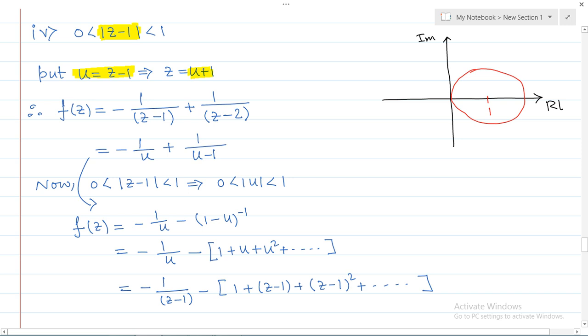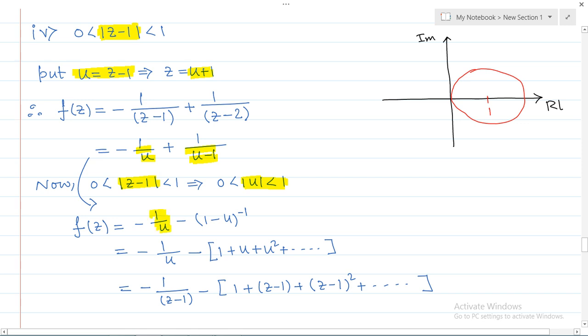So f of z is coming minus 1 by u plus 1 by u minus 1. Whenever we have converted from z minus 1 to u, 0 less than mod of z minus 1 less than 1 becomes 0 less than mod of u less than 1. Okay, so if mod of u is less than 1, then simply we have to take common 1. There is no division required, already it is in the form of mod of u less than 1. So from this one, that is minus 1 by u, we don't have to change anything.